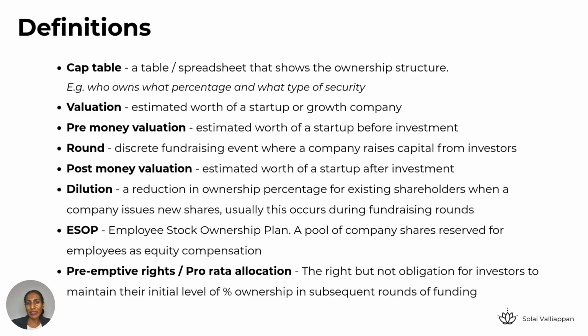Then we have the employee share option plan. This is a pool of shares that are set aside for employees as a way to incentivize them. And then I've got in here preemptive rights and pro rata allocation. This is a new definition that we're introducing. And this is the right, but not the obligation, for investors to maintain their level of percentage ownership in a company in future funding rounds.